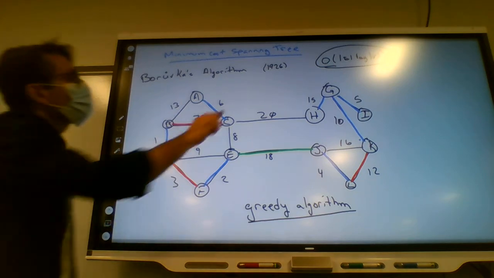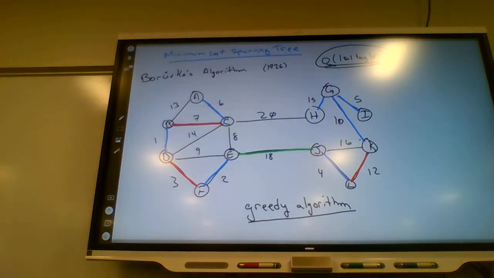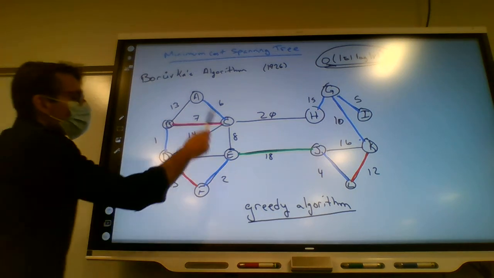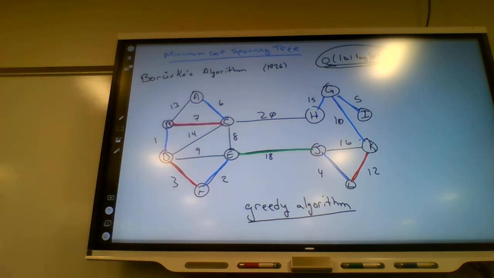Okay, so the worst case here, unless the graph happens to be a planar graph, and then there are linear time ways to speed this up. Remember, a planar graph is a graph that can be drawn so that no edges cross. It might not be drawn that way, but it can be drawn that way. This graph already has no crossing edges. And so there are ways to speed things up in certain situations. All right, so that is Boruvka's algorithm.